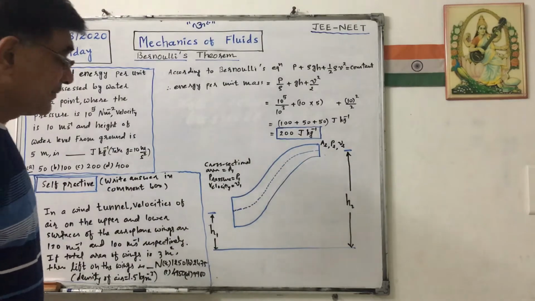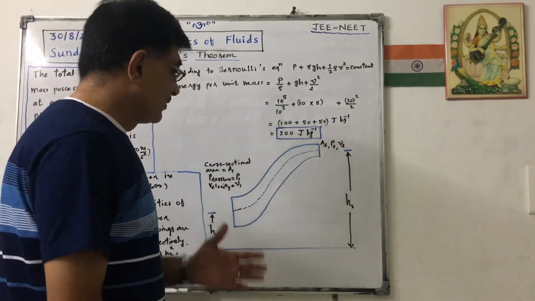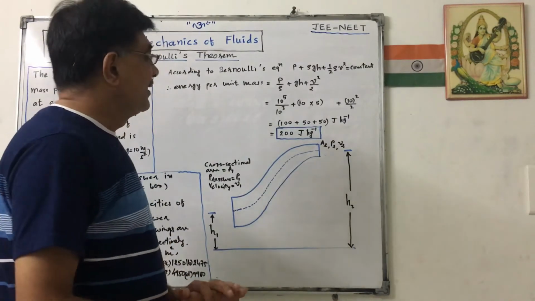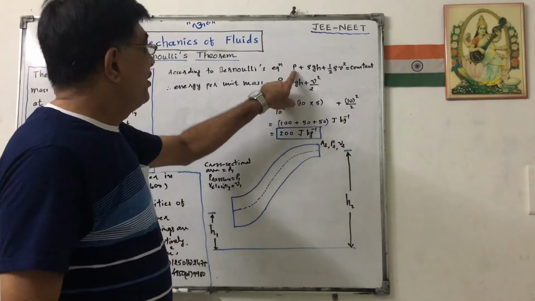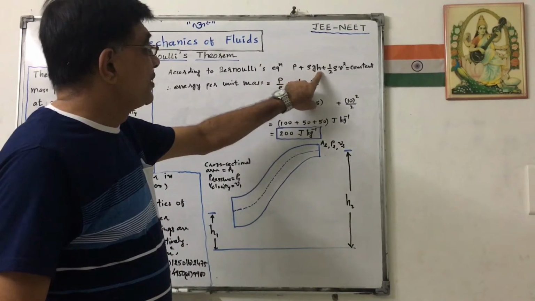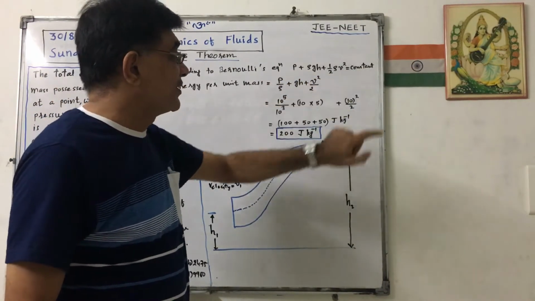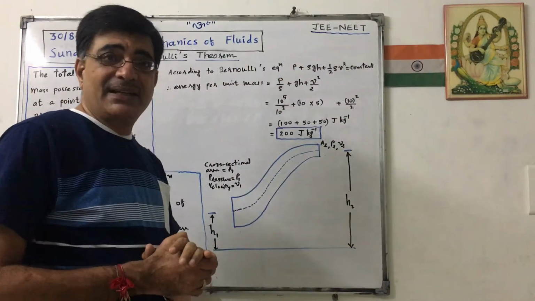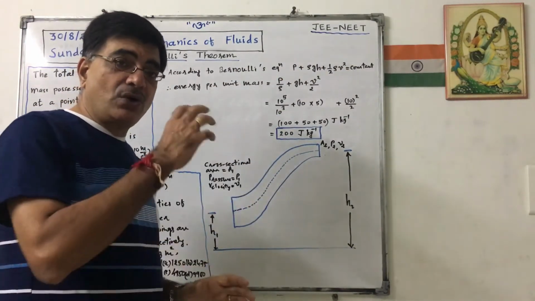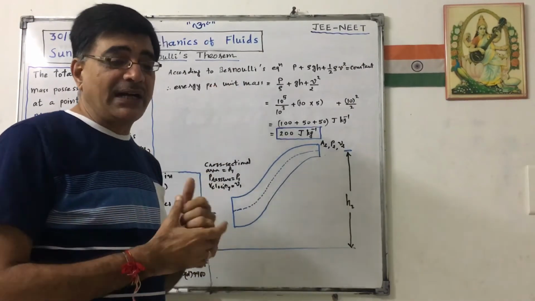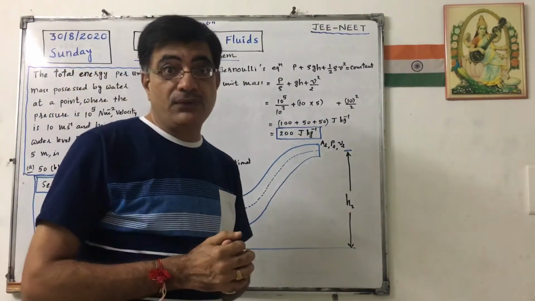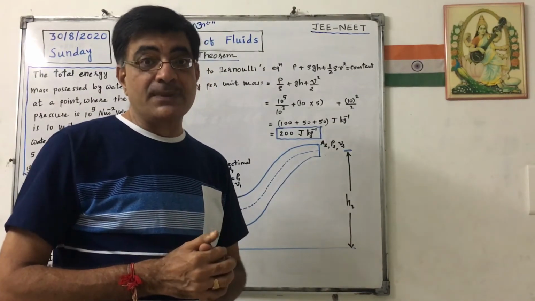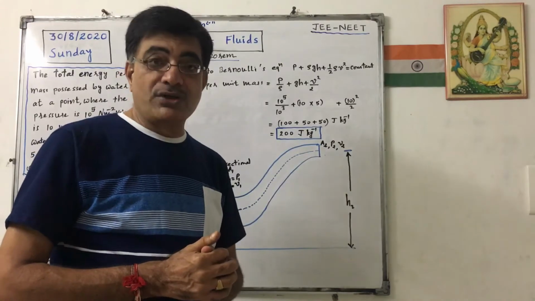Let us first of all recall Bernoulli's theorem, or say equation. It is P plus rho gh plus 1 by 2 rho v square equals constant. That means the sum of these is constant at all the cross sections in ideal flow of fluid. I am saying ideal flow because our assumptions are somewhat ideal.